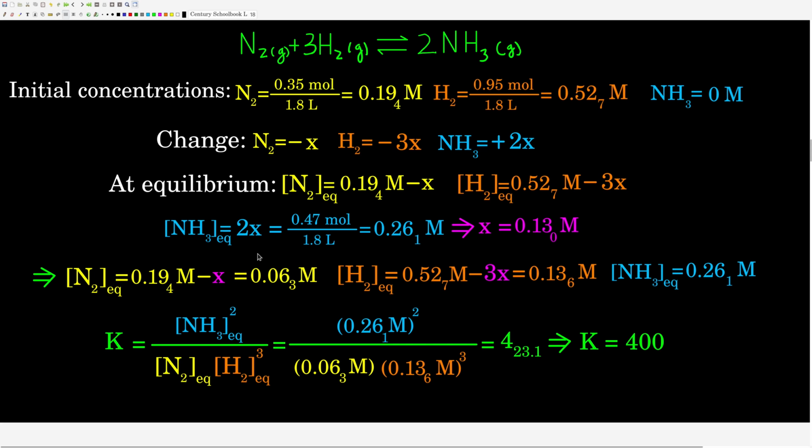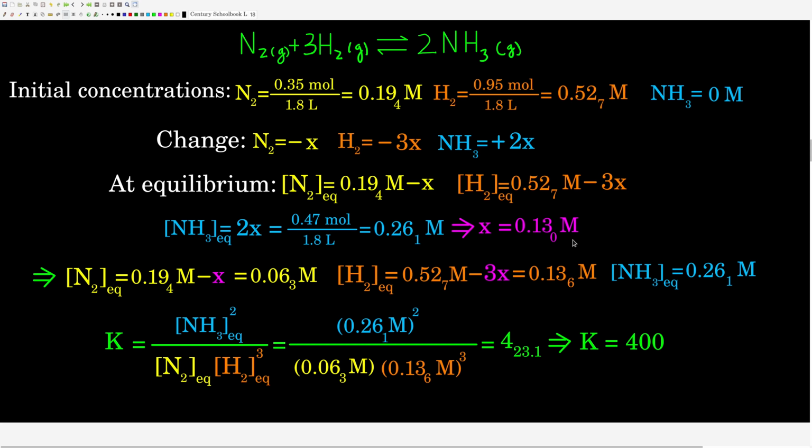But here's the thing. To do this problem, we're told at equilibrium how many moles of ammonia we have, 0.47. So if we calculate the concentration of ammonia, 0.47 moles over 1.8 liters, you get 0.26 moles per liter. And remember, that's equal to 2x. So x, see, if we get x, we can get everything here. So we solve this for x by dividing by 2, and we get this.